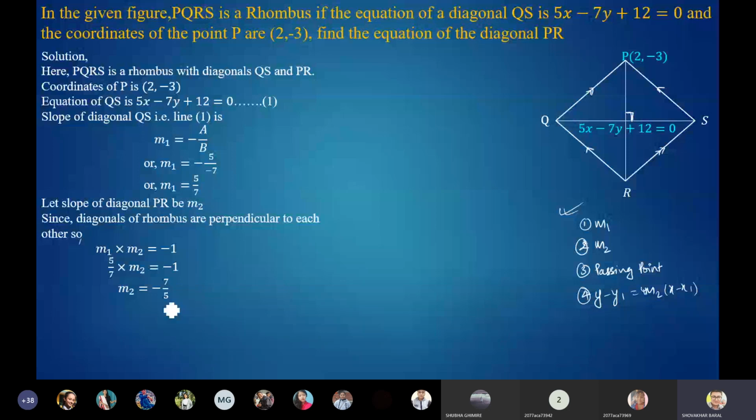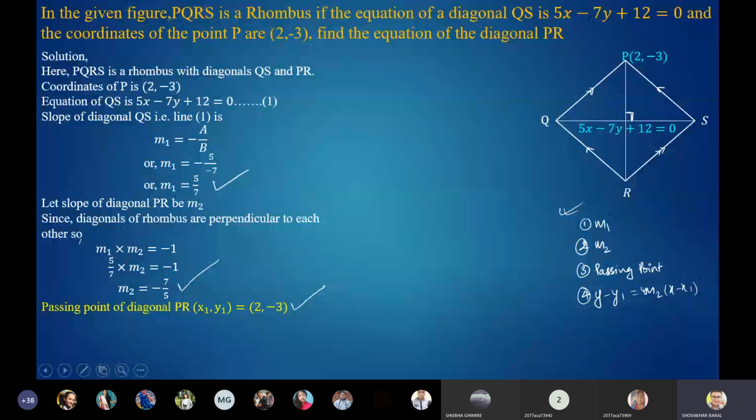Okay, so the required equation will be, now we got the values of m1, m2, and also we have the passing point of the diagonal PR. Let's suppose it is x1, y1, because we have x1 and y1 in the formula. x1 comma y1 equals 2 comma minus 3. This is the first step, we got the value of m1. This is the second step, we got the value of m2, and this is the third step, we got the value of x1 comma y1.